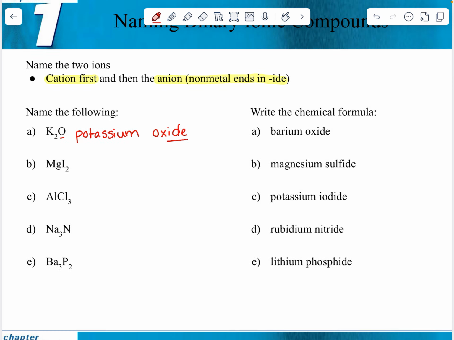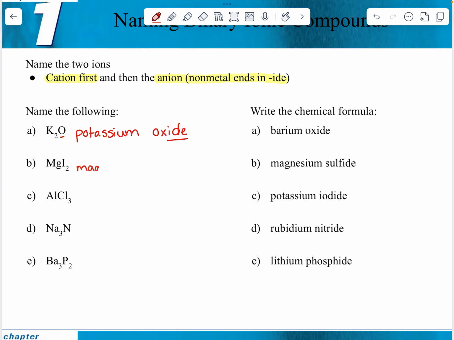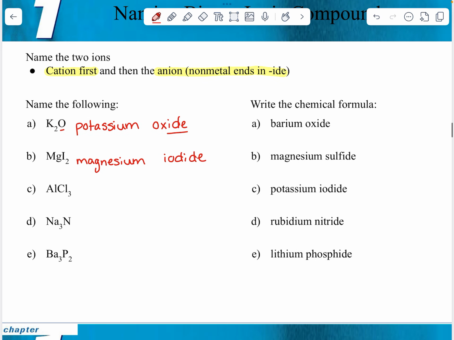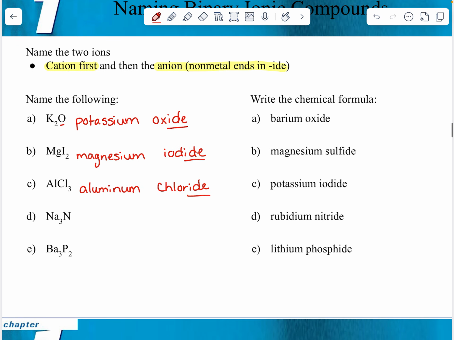Okay, Mg is magnesium. And iodine would become iodide. Al is aluminum. And chlorine would become chloride. So they're all ending in "ide." Okay, take a second and name the next two examples. You can pause the video here.